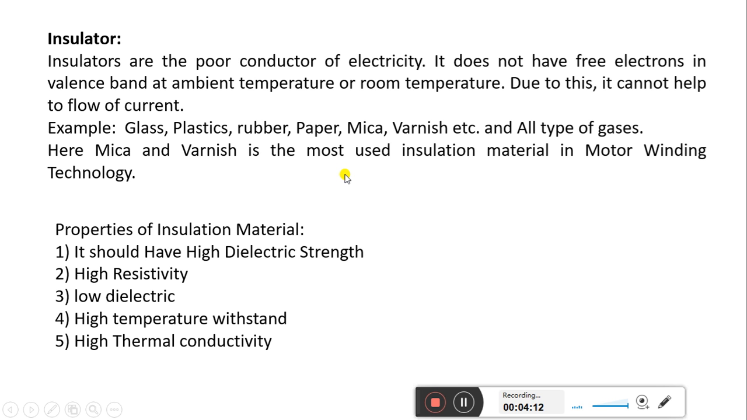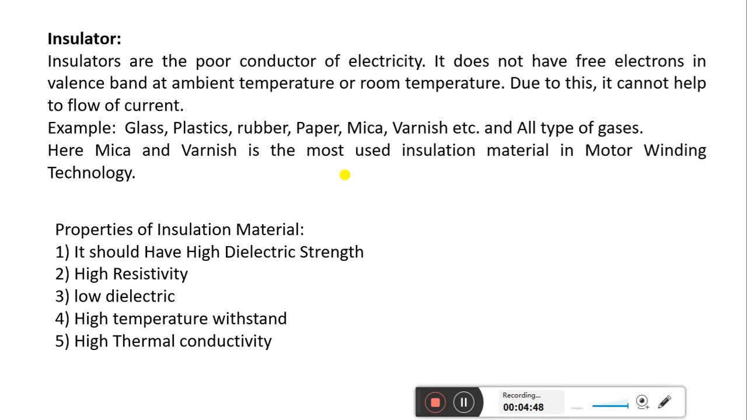Now let us discuss what an insulator is. Already I have discussed the various properties of insulators in the previous lecture. So here also let us define further what an insulator is. Insulators are poor conductors of electricity. They do not have free electrons in the valence band at ambient temperature or room temperature. Due to this, they can't help the flow of current.